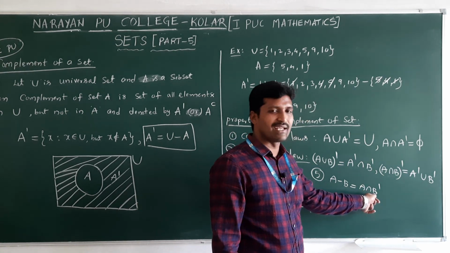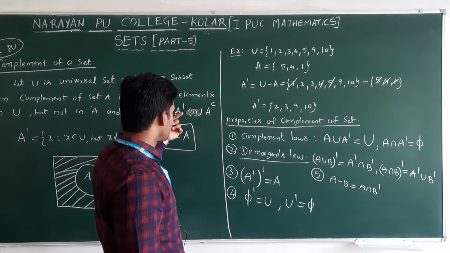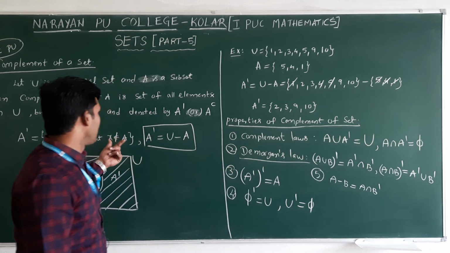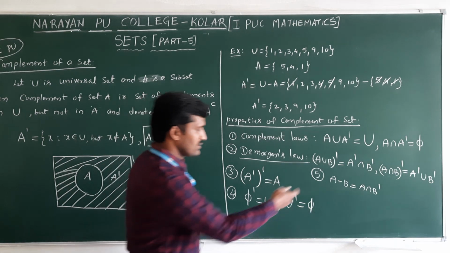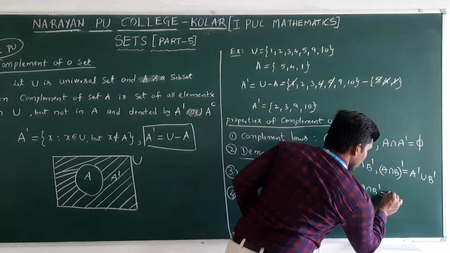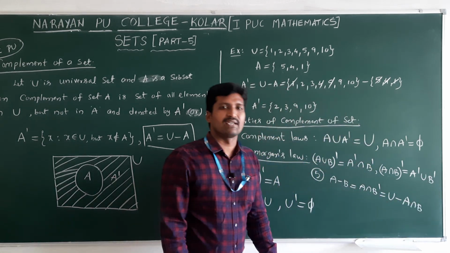A and not B. B dash means complementary concept. Here A dash or A means not A. The elements are only in U but not in A. This we can write in a simplified manner: universal set minus A intersection B.